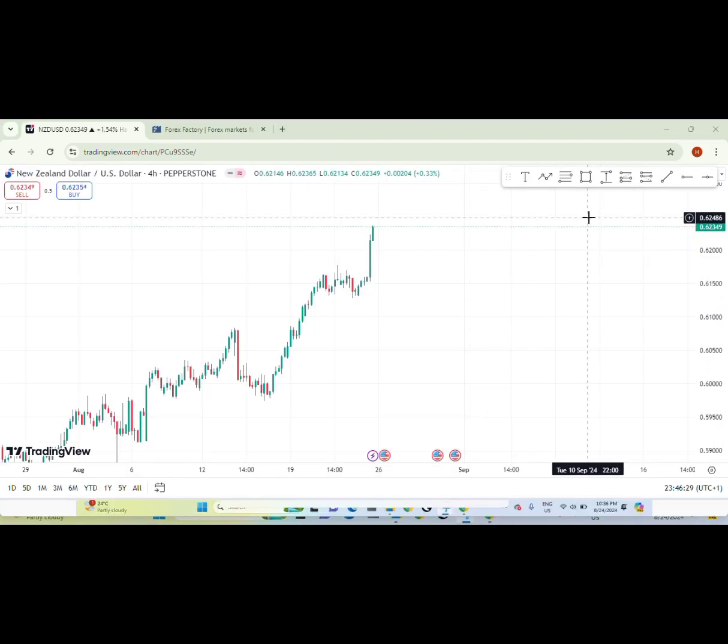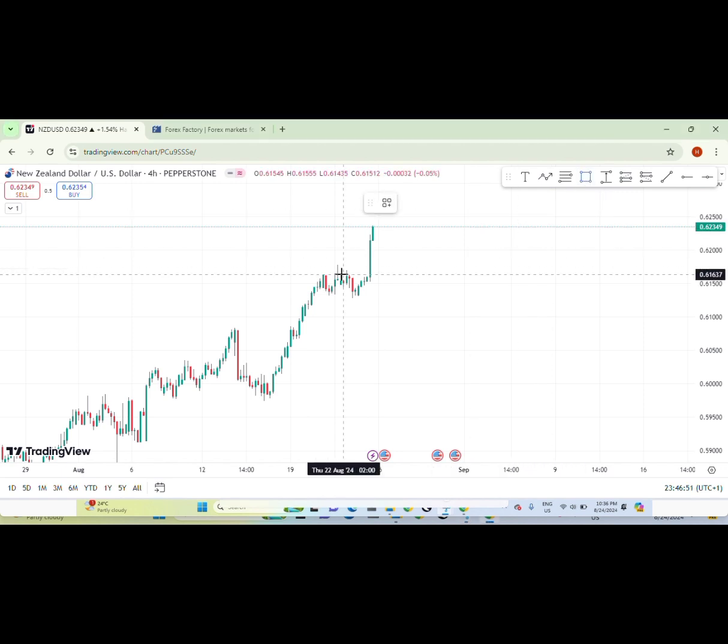Our next pair we'll be looking at is NZD USD. So that's the New Zealand dollar and the US dollar. On the 4-hour time frame, you can see that this pair is bullish currently. So now meaning that I'll be looking for buying opportunities in the market. So this is what I want to see on NZD USD.